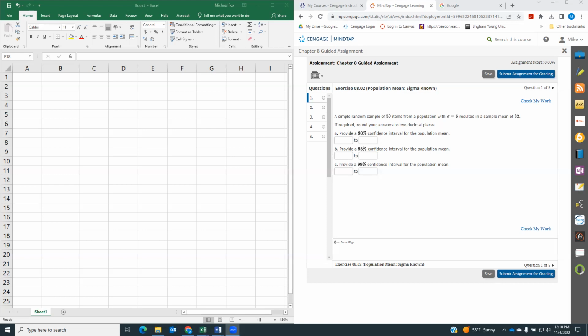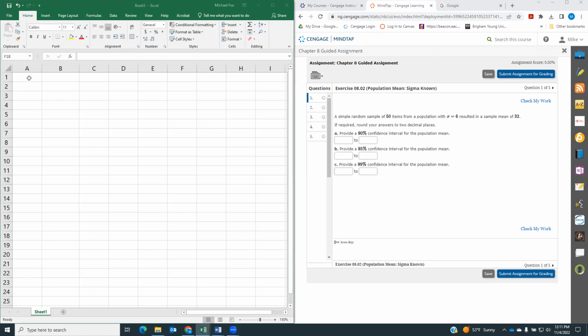It says a simple random sample of 50 items from a population with a sigma, or population standard deviation, of 6 resulted in a sample mean of 32. And now it wants us to provide a confidence interval for the population mean. Okay. So when in doubt, start with what you know. And here's what I know so far.